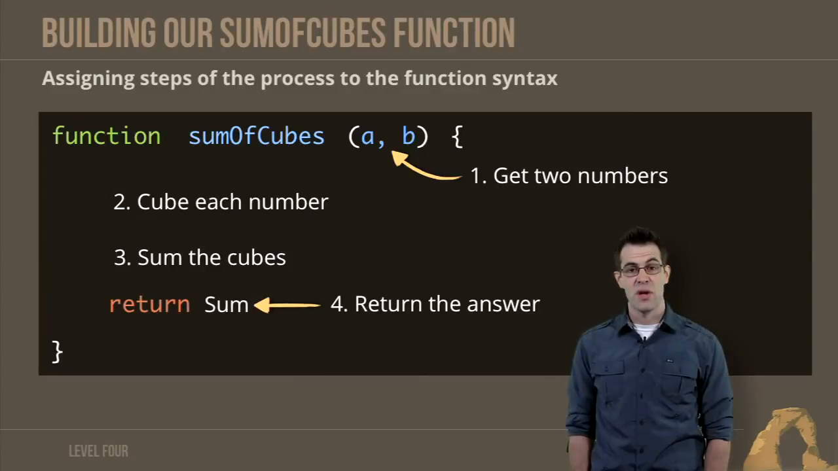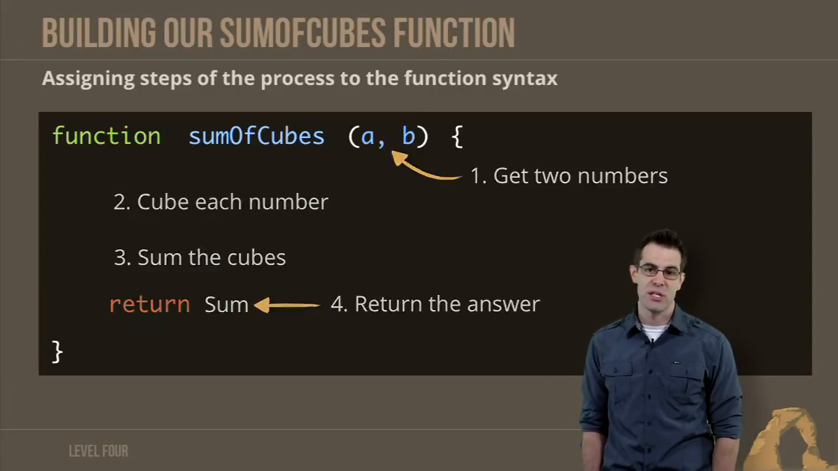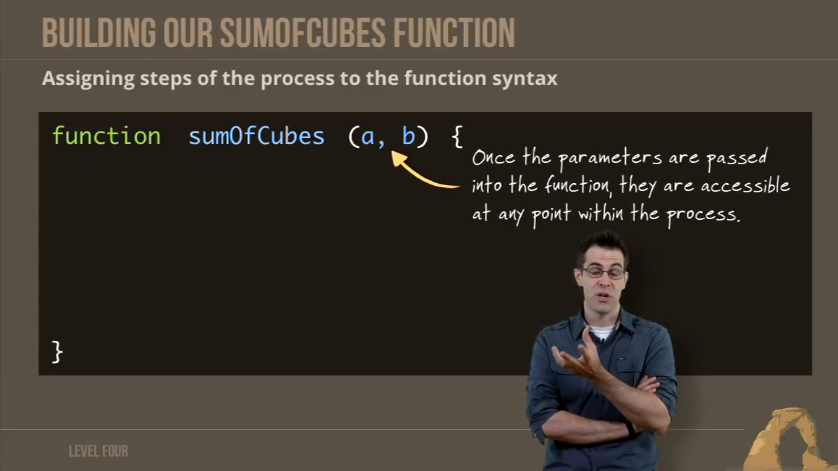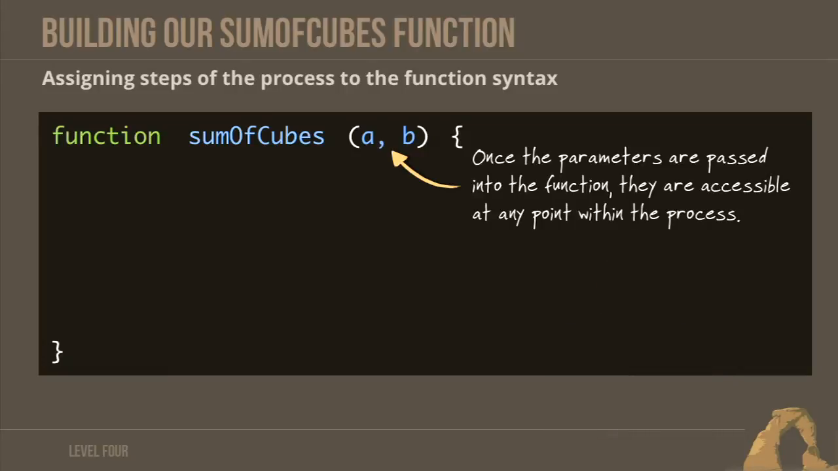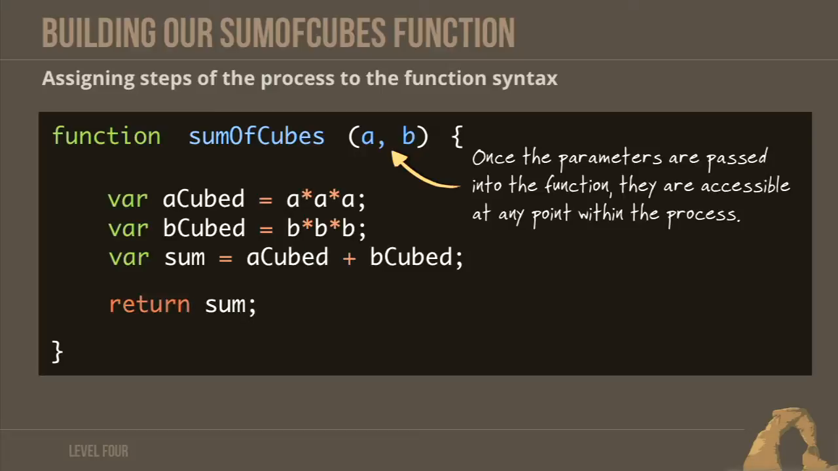So now let's transfer in the actual syntax into those steps. Well, our parameters don't change. They'll still be a and b. Once the parameters are actually passed into the function, they can be used at any point in the function's process. Then, of course, our next step will be cubing a, which you can see a cubed equals a times a, followed by cubing b with the same procedure, and then a sum, where we add a cubed and b cubed together, and then we will return that sum value from the function.